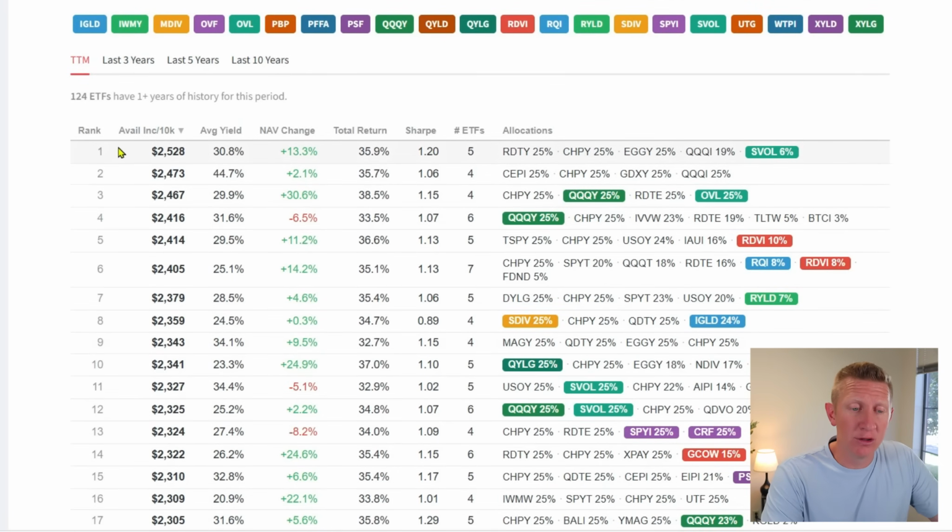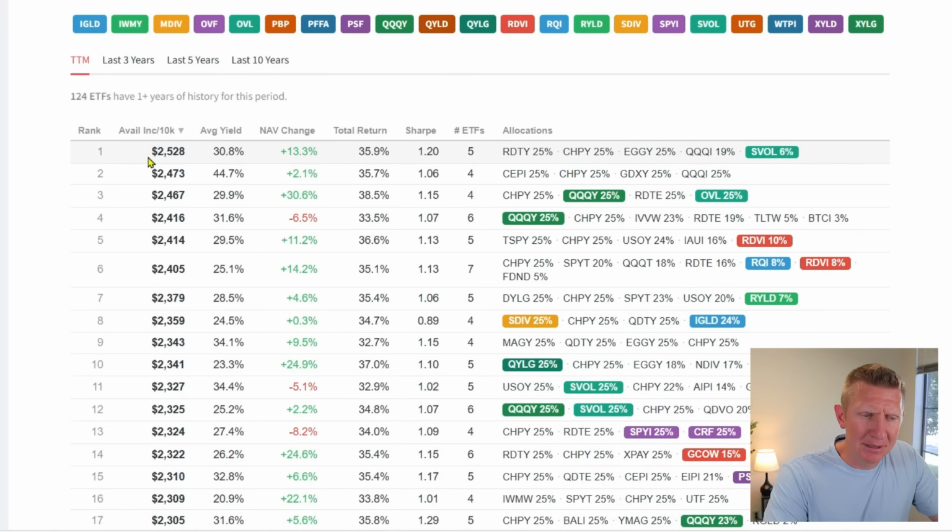The number one ranked portfolio was 25% RDTY, 25% CHPY, 25% EGGY, 19% QQQY, and SVOL was 6%. And SVOL did pop up in multiple portfolios, which is pretty interesting.